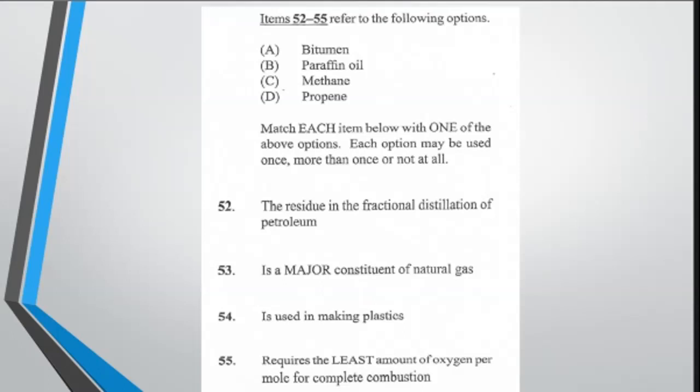So 52, the residue in the fractional distillation of petroleum. When we have fractional distillation of petroleum, that is the crude oil in its raw form, just as we get it extracted from the earth, and that is bitumen, right? Bitumen is what is extracted from the earth, and that residue is placed into the fractional distillation column. And from that, we are able to get the different fractions, right? So that is bitumen. The answer to 52 is A as in apple, bitumen.